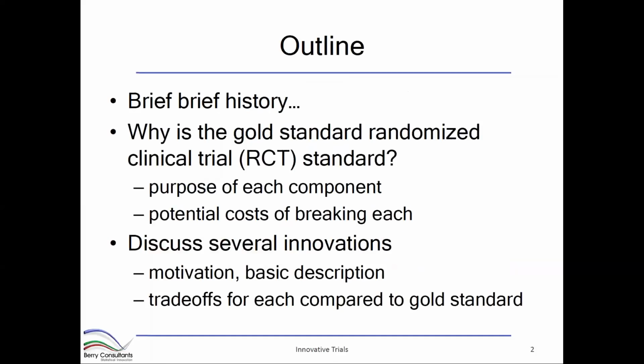I'm going to start with a brief history, not a lot, but some notion of why we're at the place we are. I'm going to talk about why the gold standard randomized clinical trial is a standard. I'm going to talk about the components, the purpose of each, and the potential cost of breaking these. Whenever we talk about innovation, we're really talking about deviating from this gold standard. And so what are the trade-offs involved in that? What are the types of innovations, and why should we use them, or why should we avoid them in certain contexts?